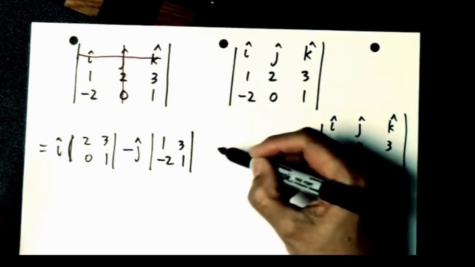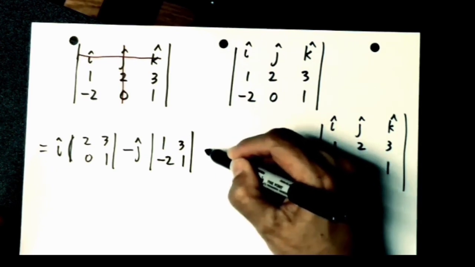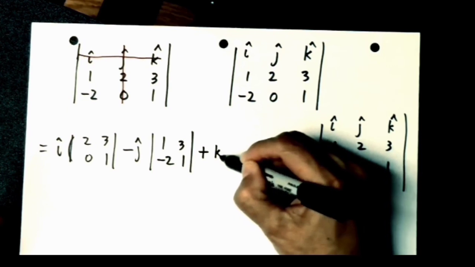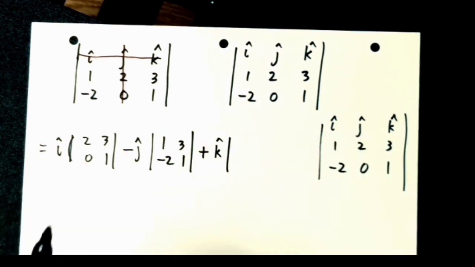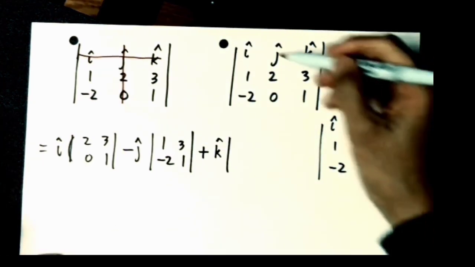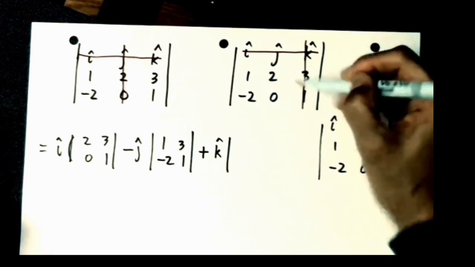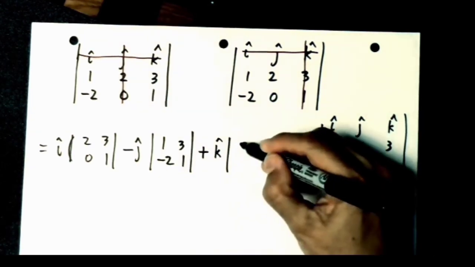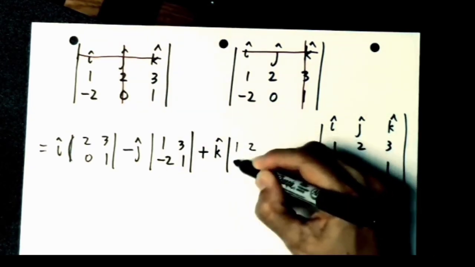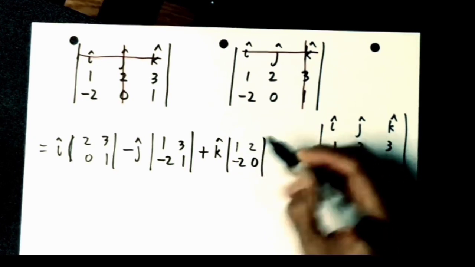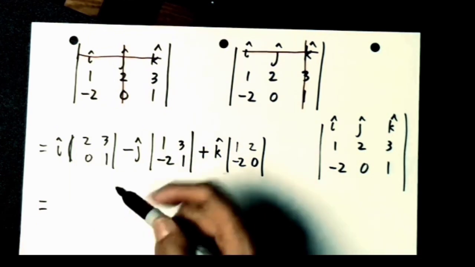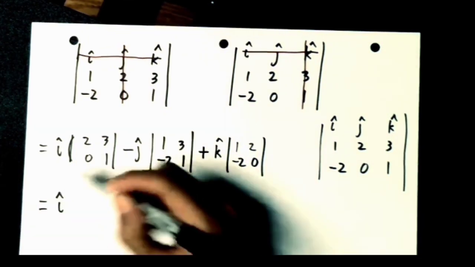And then you have to do the same thing for K hat. Now you must make that a plus K hat. Cross out the column and row containing the K hat, leaving you a box that is 1, 2, minus 2, 0. To evaluate what you just wrote, let's start with the I hat.